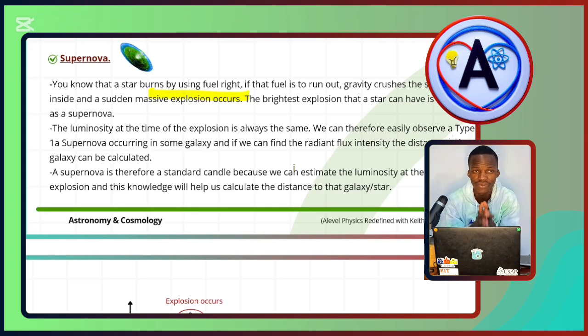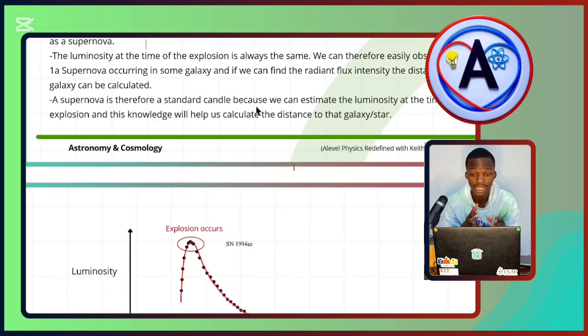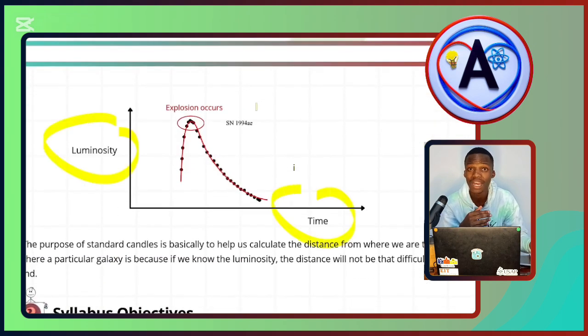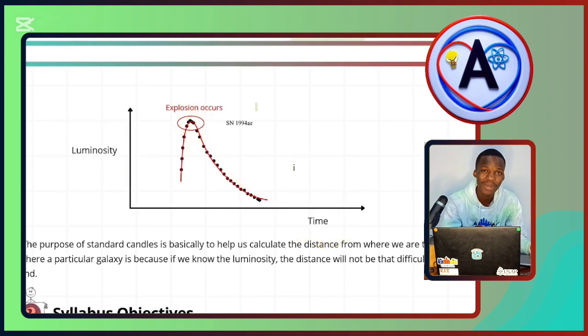So the luminosity at the time of that explosion is the same. If you observe it, it's known as a type 1 supernova. If you can observe a supernova in one particular galaxy, you can say, okay, fine, I know the luminosity of that supernova, because all supernovas have the same luminosity before they explode. So a supernova can just be a standard candle. If you look at this graph, we have luminosity here, we have time here. If you can pick the point at which it's about to explode, you can estimate the luminosity. Again, you can then calculate the distance between where you are and where that particular galaxy actually is.